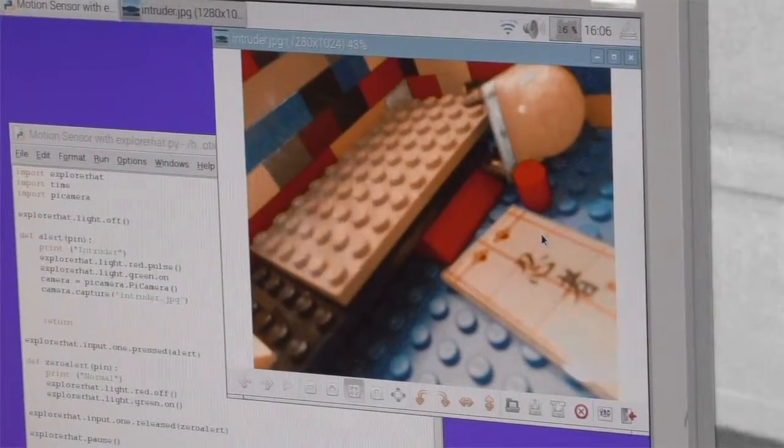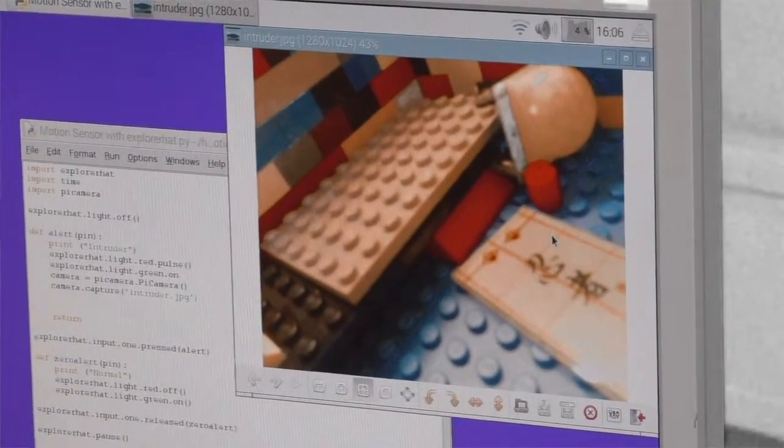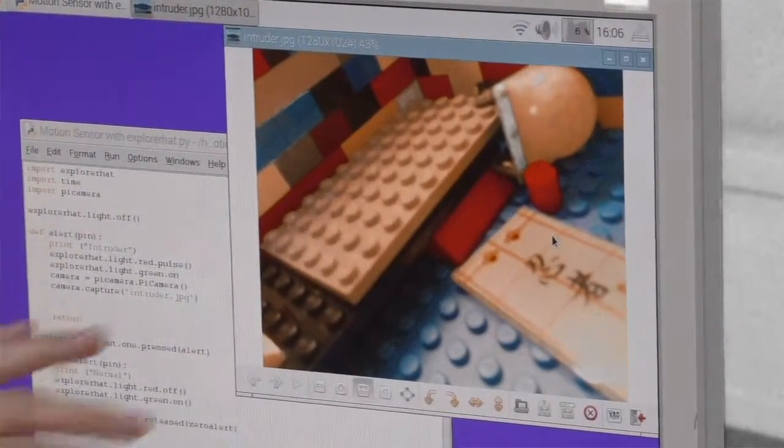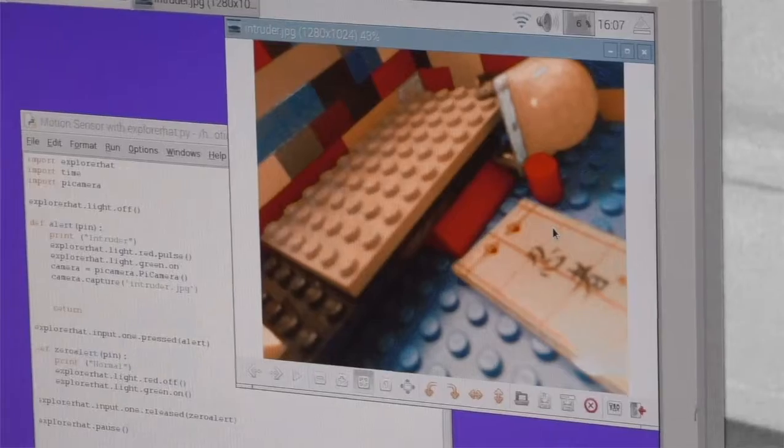It's not the best image. The camera's not set up in the correct position right now, but it did take a picture, and this is the picture.